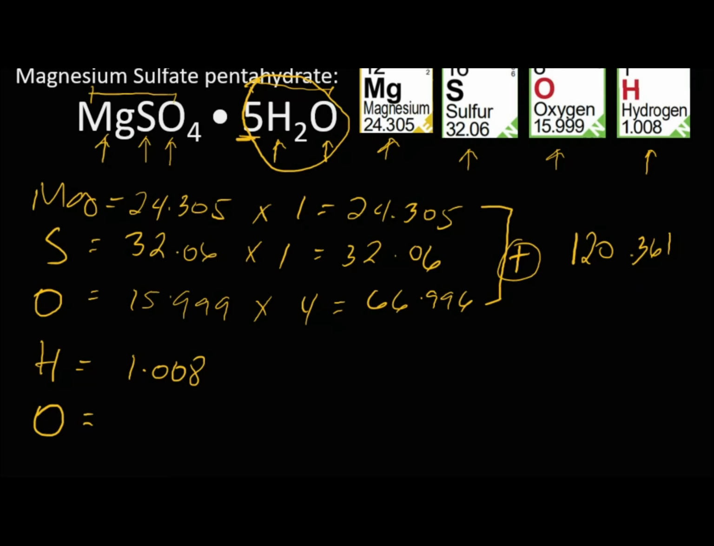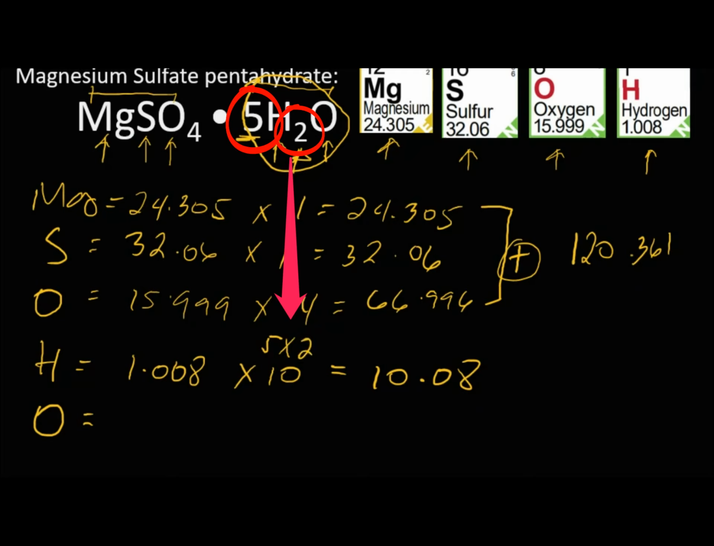So that means we have to multiply 5 and 2 here at the bottom. So that's 5 times 2. That will be 10. Right? And that will give us 10.08. Again, where did we get the 10.08? We multiply 5 and 2. This is 5 times the subscript 2. That's why we're able to get 10. Okay? So we will do the same process with oxygen.